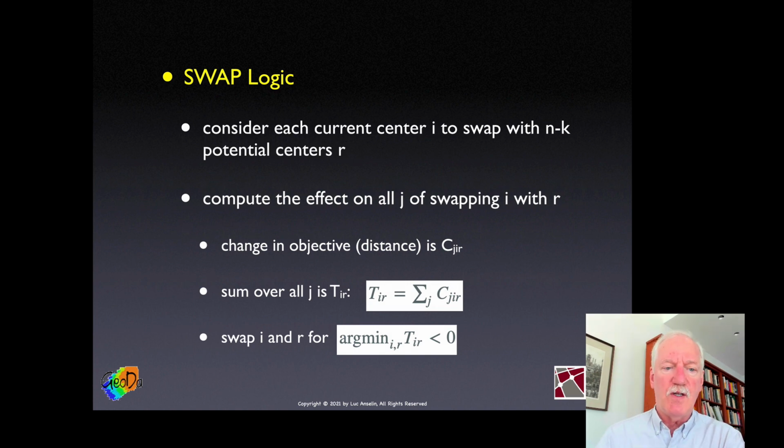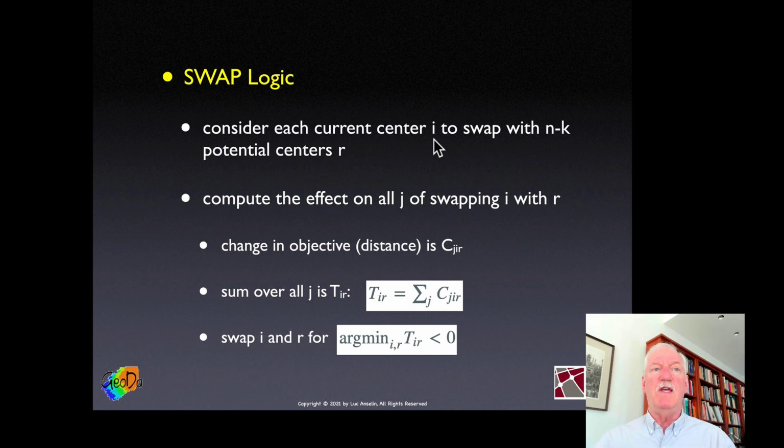So here's the logic. For each current center, so let's say in our example we have 4 and 7, so we have 5 remaining potential centers to swap with. So that means we could swap 4 with 1, 4 with 2, 4 with 3, and so on. Or we could swap 7 with 1, 7 with 2, 7 with 3, and so on.